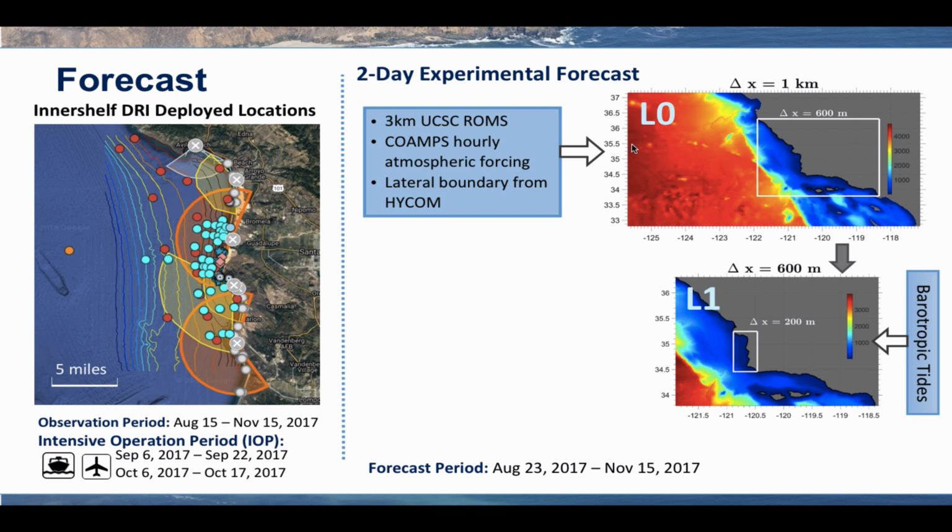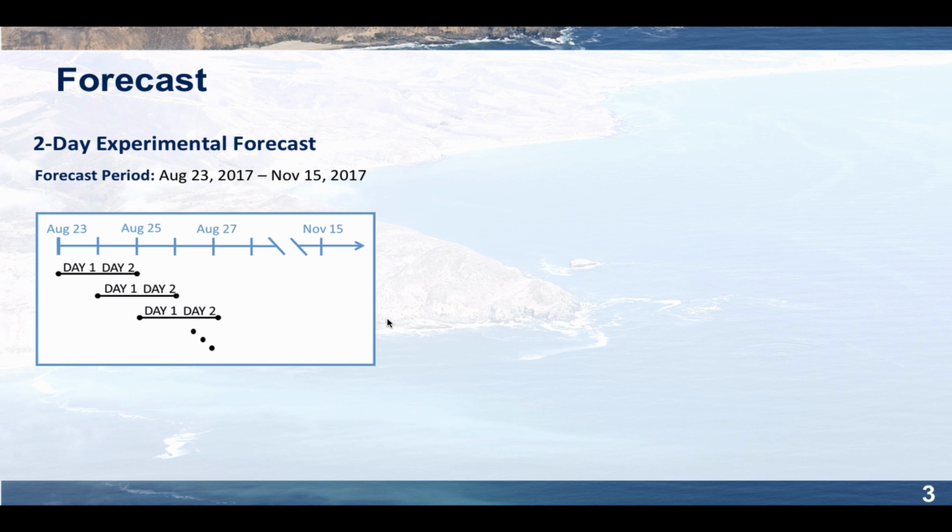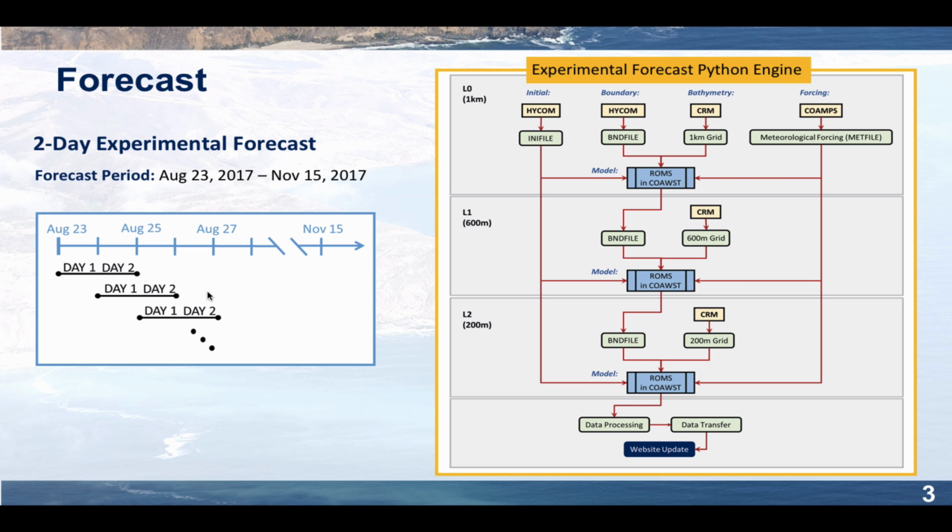So then this particular 3-kilometer output is downscaled to 1 kilometer, to 600 meters, to 200 meters, all the way to the 200-meter grid. And then this 200-meter grid was used for the forecast that was posted on the web in real time every day. So to summarize, every day we would just perform a 2-day forecast. Then the next day we would start again and perform another 2-day forecast, and so on. And all this was run with this experimental Python engine that was developed at Georgia Tech.